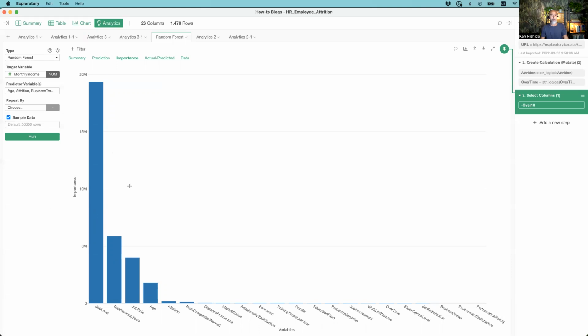By the way, I forgot to mention what this y-axis value means. I get this question a lot. So this is a relative value. It doesn't really mean anything by this particular value. It's just relative to job level and the other variables, how much more important. So that's what that y-axis is. But anyway, so here's the age.